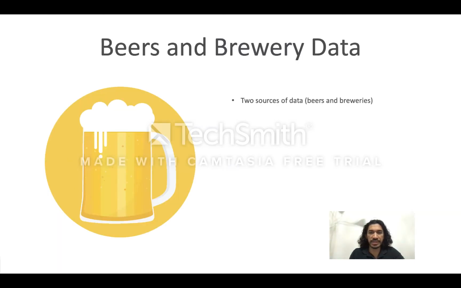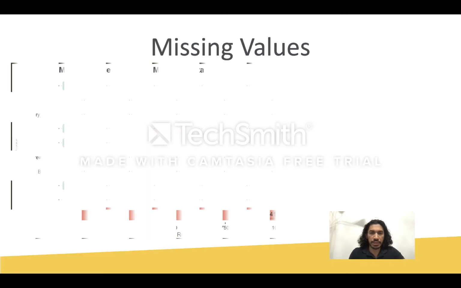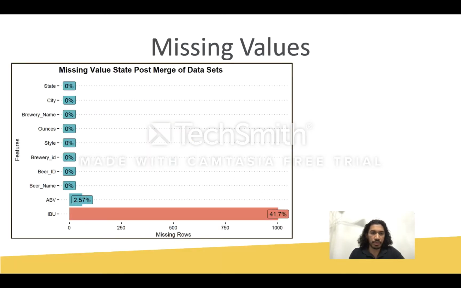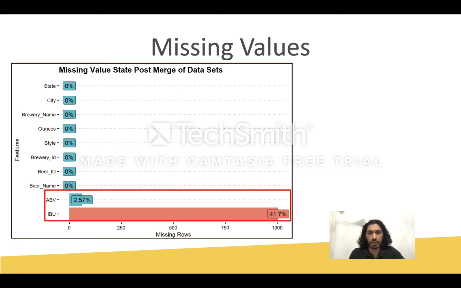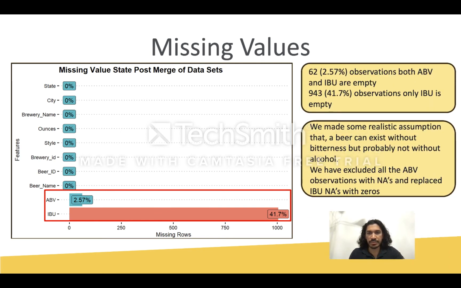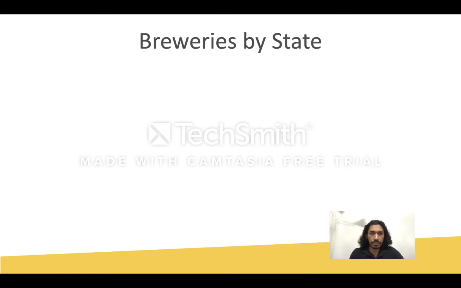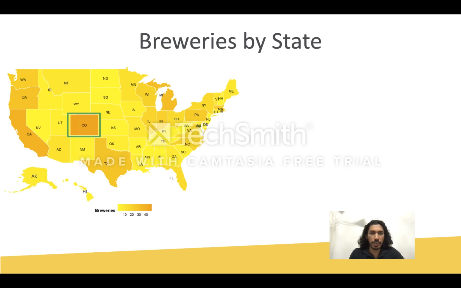We had two different datasets, beers and breweries, provided by Budweiser. After we merged the datasets, we had some missing values, about 2.5% of them, and the highest share was in IBU. So we made some realistic assumptions: a beer can exist without bitterness, but probably not without alcohol. So we excluded all the ABV observations with NAs and replaced all the IBU NAs with a value of zero.